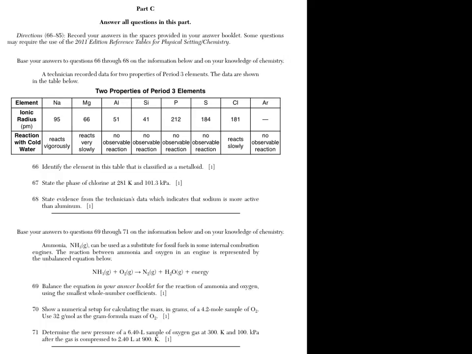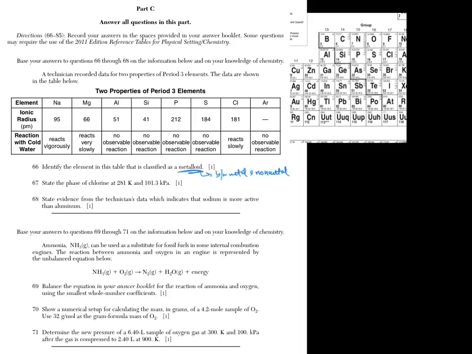Number 66 asks us to identify the element in the data table above that is classified as a metalloid. So when we think metalloid, you have to think of an element that is in between metals and nonmetals. So we have to look at the periodic table and see which of these lie on that bolded staircase. This bolded staircase is what I'm referring to. Those that touch it are classified as metalloids.